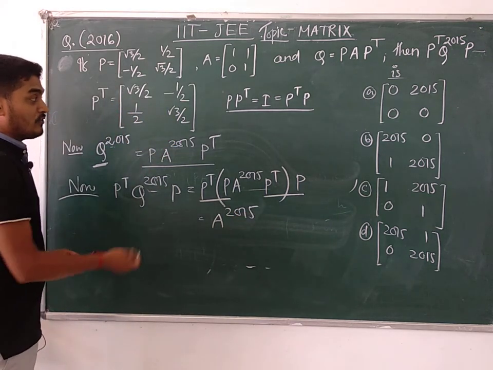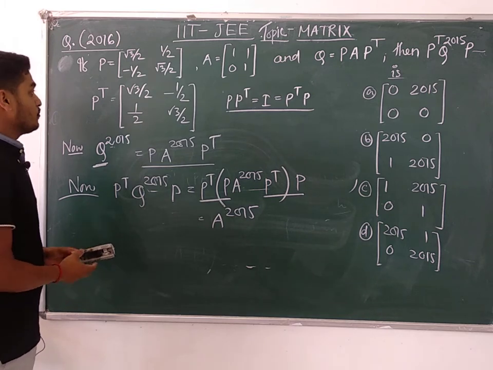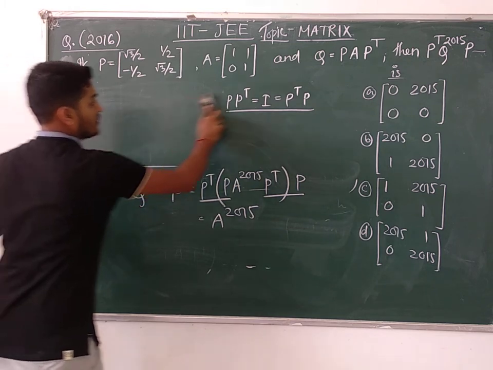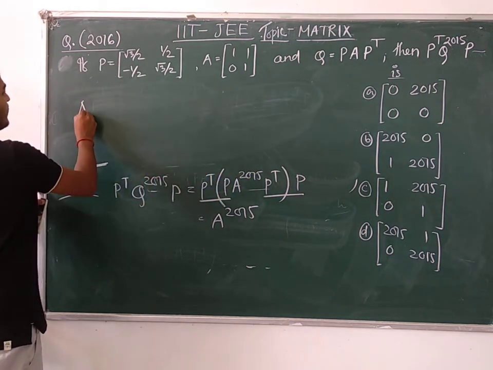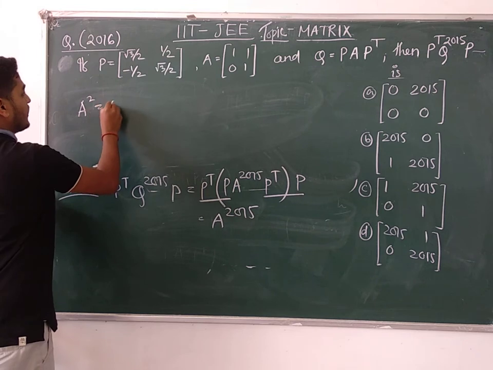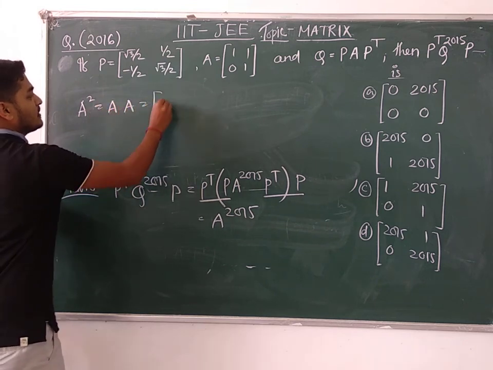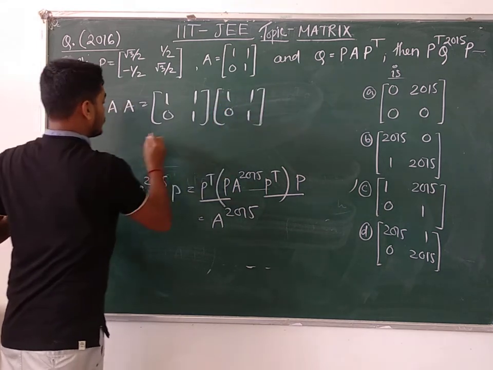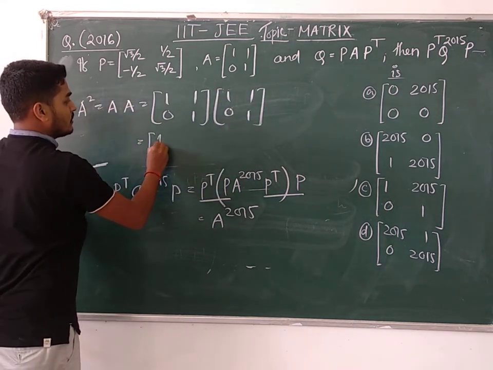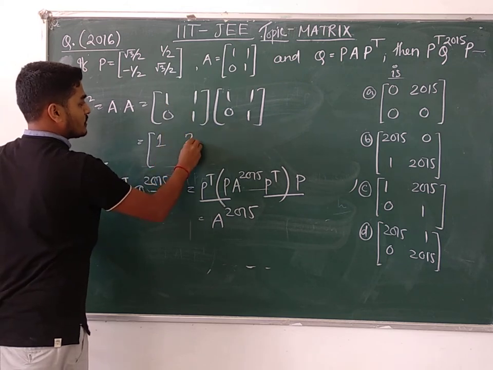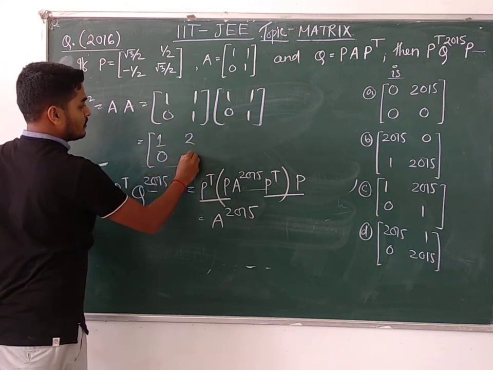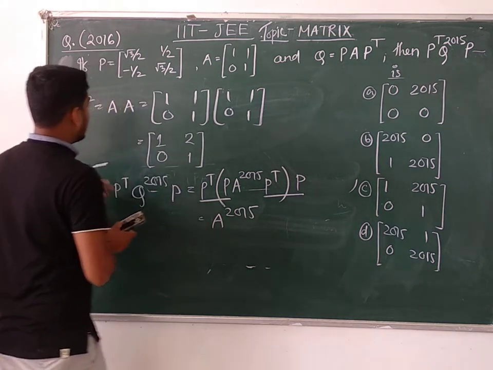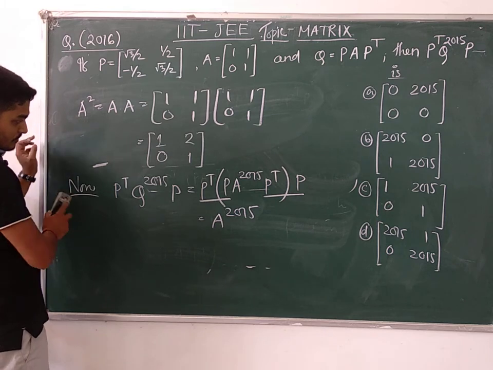Now we'll try to find the value of A to the power 2015. First of all, A is given, so A square means A into A, which is 1 1 0 1 into 1 1 0 1. So try to multiply: obviously it will be 1, then 1 plus 1, which is 2, then 0, then 1. So A square is equal to this.